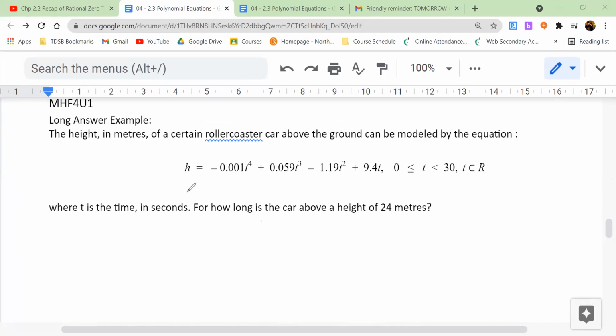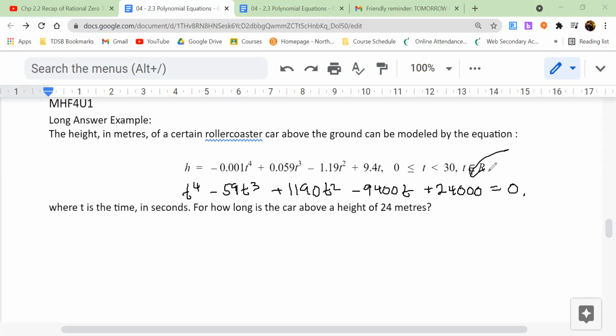So this entire thing was t to the power 4 minus 59 t cubed plus 1190 t squared minus 9400 t plus 24000 equals 0. So yes, by the integral zero theorem, you would have to test every single number that will be a factor of 24,000.